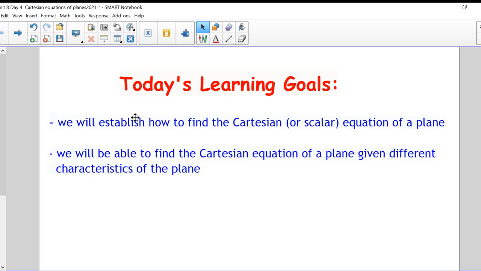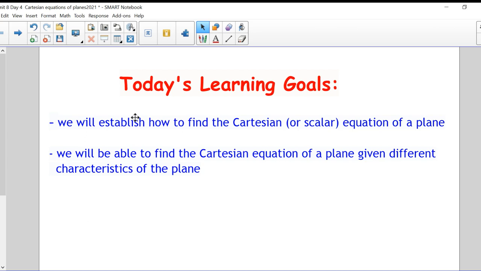Going to establish how to find the Cartesian or scalar equation of the plane. So remember, yesterday we worked on getting the vector and the parametric equations, but now we're going to be looking at the Cartesian, the standard form. Remember that standard form that we had when we were looking at this for lines?